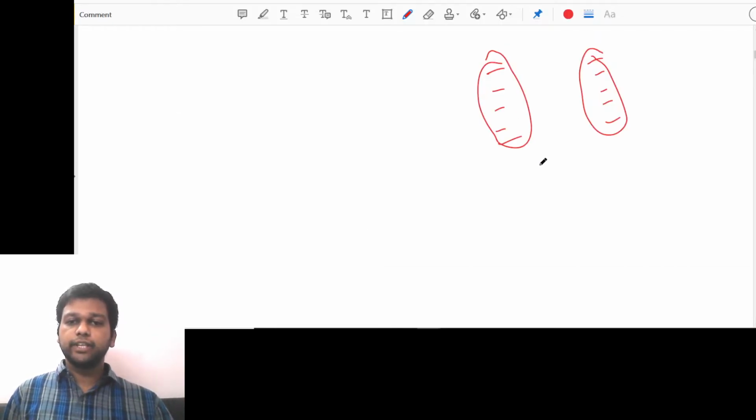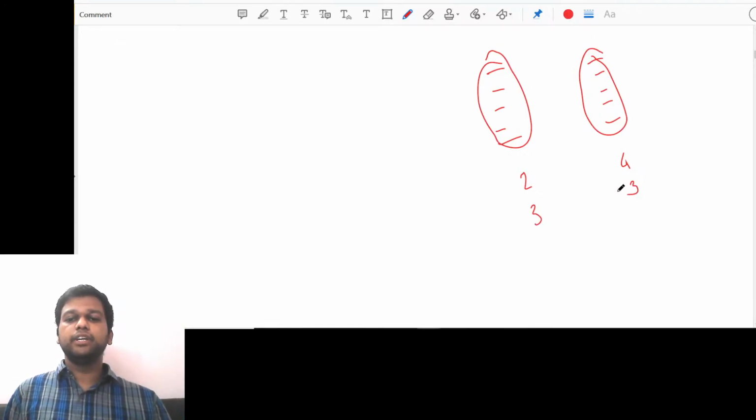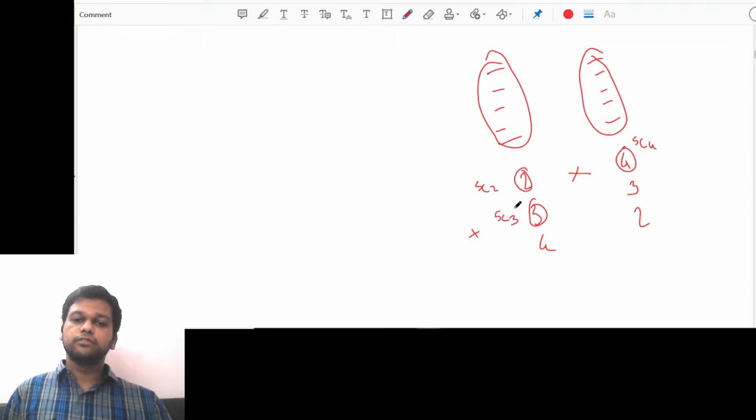So let's see what cases will be there. At least 2 from each group means maybe we can select 2 from here and 4 from here, because we have to solve 6 questions in total. Or 3 from here and 3 from here, or 4 from here and 2 from here. That's all, right? 2 from here means 5C2, and 4 from here is 5C4. Or 3 from here is 5C3, and 3 from here is again 5C3. Or 4 from here is 5C4, and 5C2.